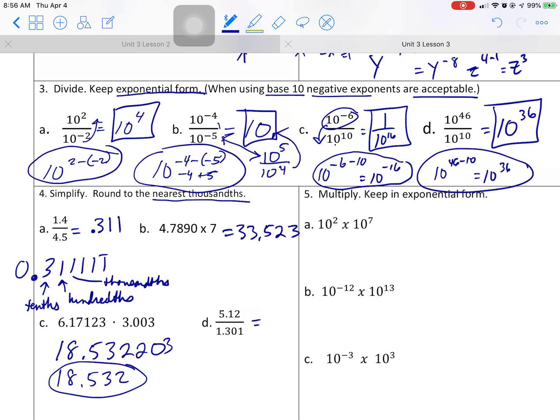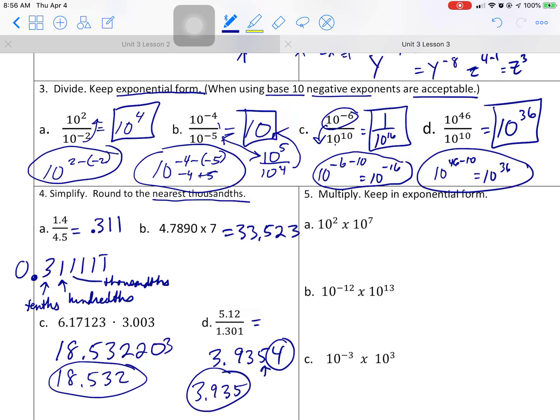And what is 5.12 divided by 1.301? It's 3 point a bunch of stuff, rounded to here. We look at the 4. What's our rounding rules? We look at the 4, and what's the saying? 5 and up, 5 and above, raise it up. 4 and below, let it go. So 3.935 is our answer for that one.